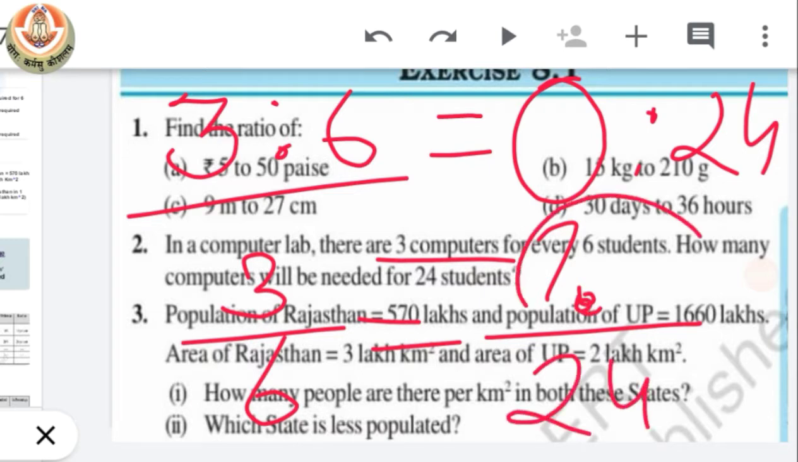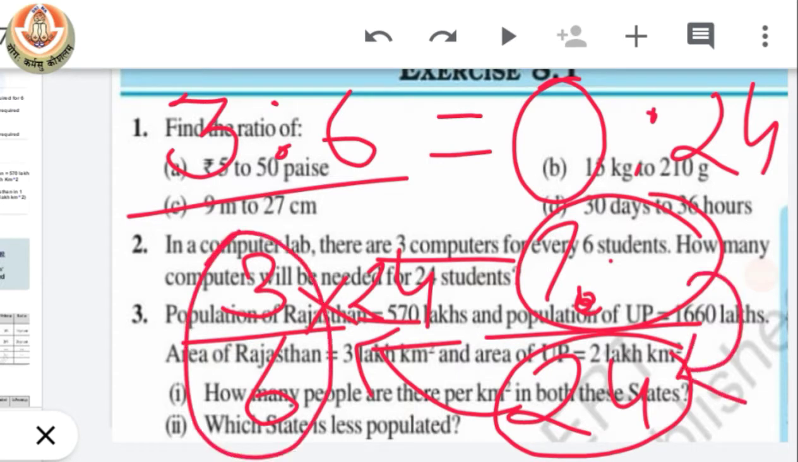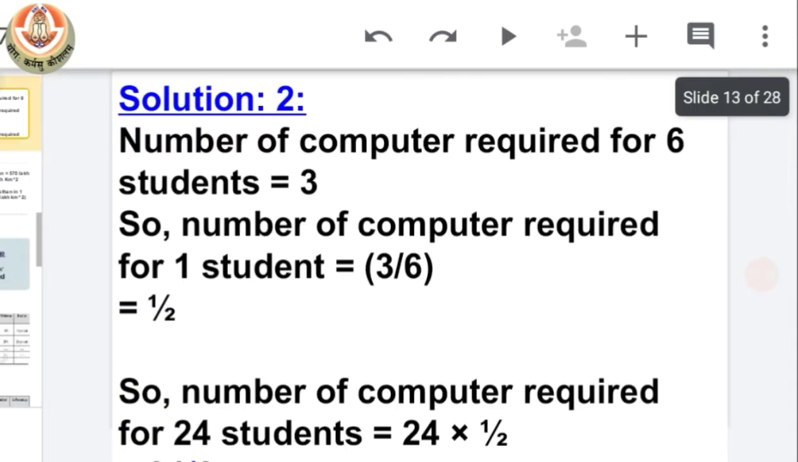That means we have to find the number of computers. Okay, so the ratio will be the same, means 3 computers for 6 students. That means for the same ratio we have to find the number of computers for 24 students. So what we can do, we can take this 24 to the other side and it will multiply here with the fraction 3 by 6, as on this side it is dividing. That means we are using our prior chapter in this solution. So let's see how we can do it.